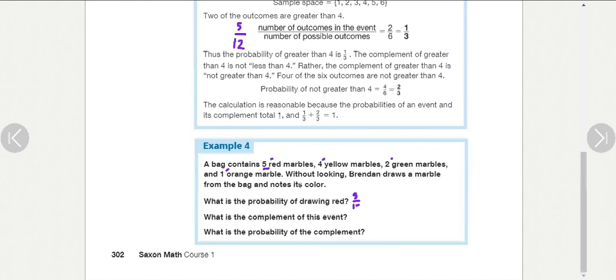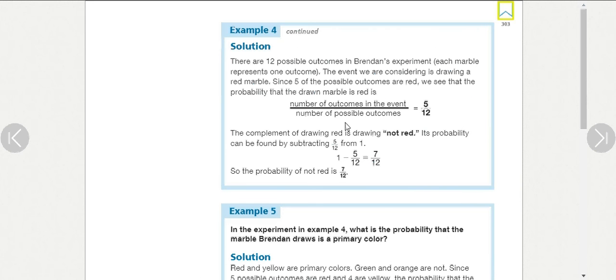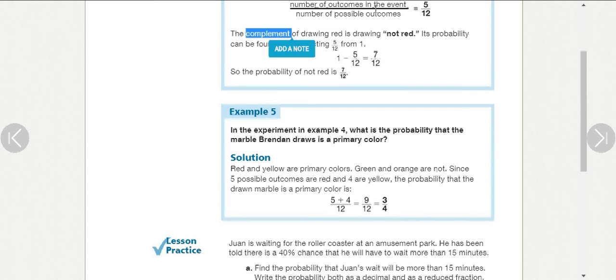Can I simplify? No. What's the complement of that event? I would say 7/12. Everything else, these added together should equal 12/12, or 1. Because the probability plus its complement should equal 1. So you just put the opposite amount. What is the probability of the complement? I guess I just answered that. It is 7/12. The complement would be drawing a yellow, green, or orange marble, right? Probability and chance. They said the complement is not red. Same thing.